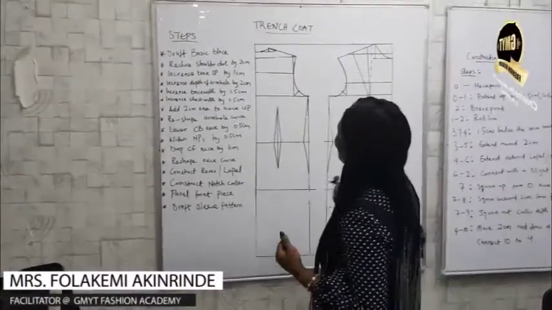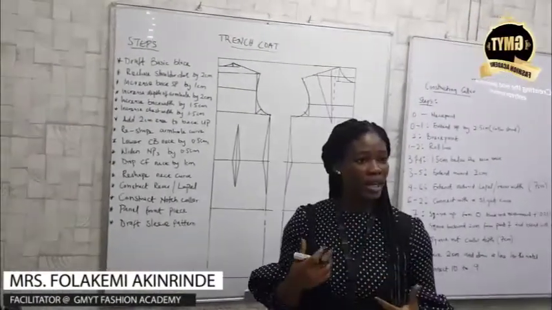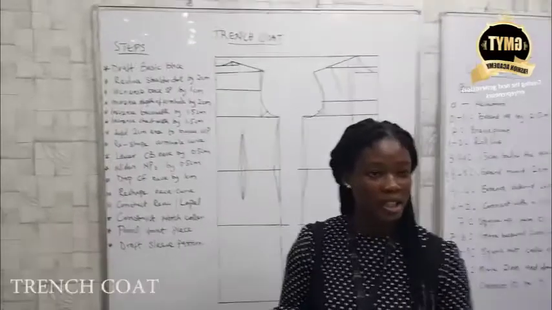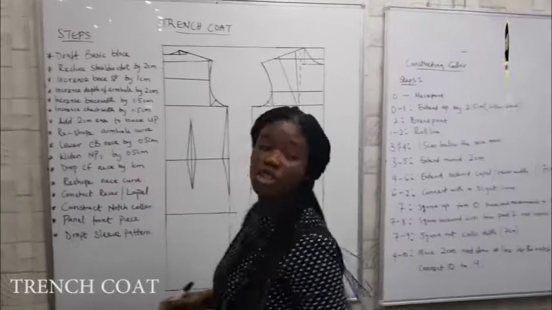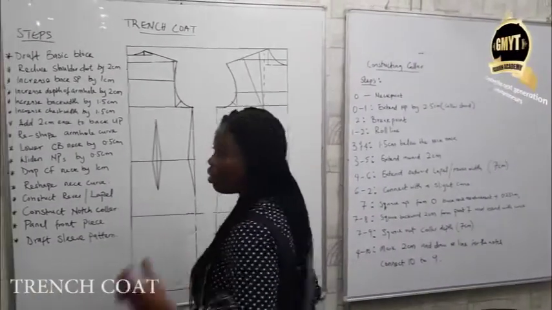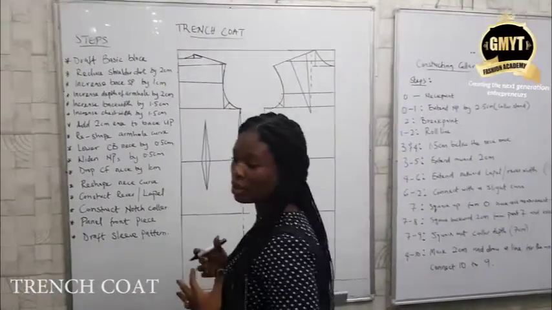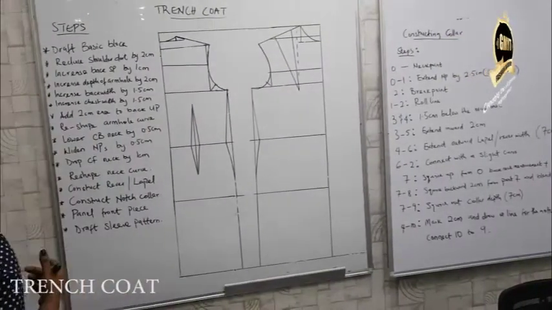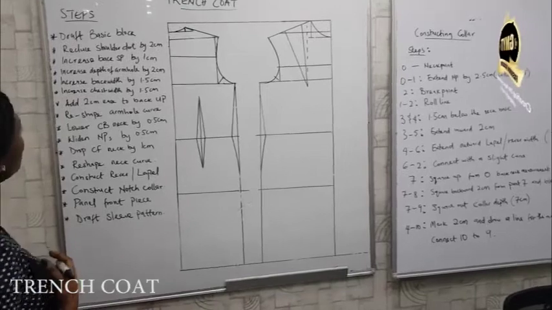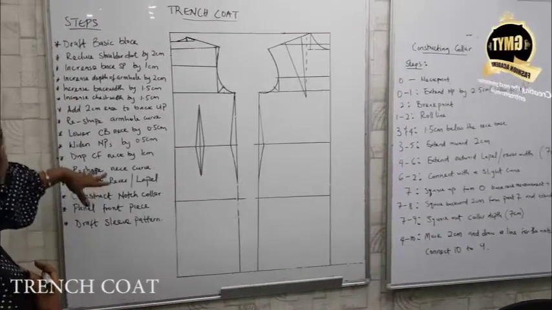That overgarment that we wear on any outfit during winter season, during the rainy season. It's called a trench coat or a jacket and overgarment. So the steps we will need are these ones.